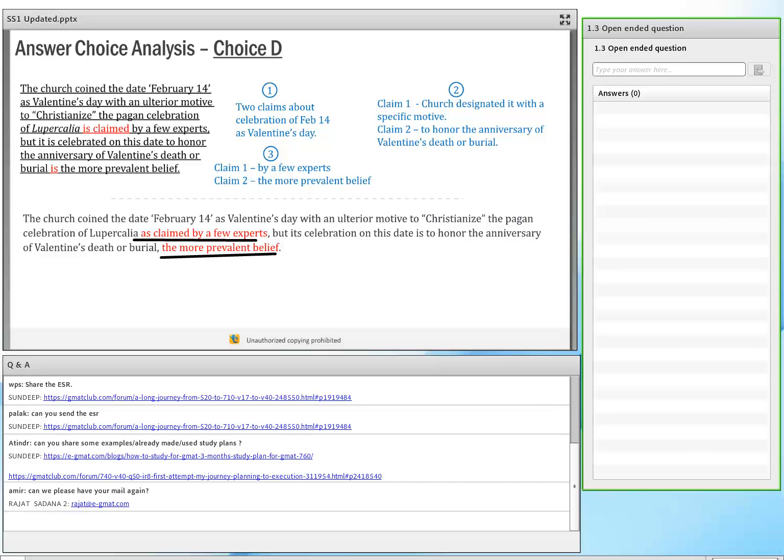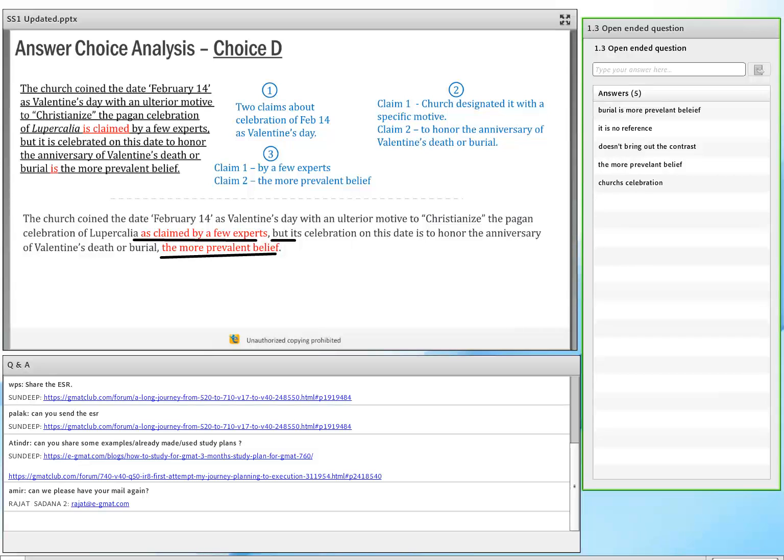The church coined the date. Hold on. No, yeah, it doesn't bring out the contrast. No, there it does actually. Let me just take my word back. The word "but" is a contrast word. Okay. It's no reference to what?